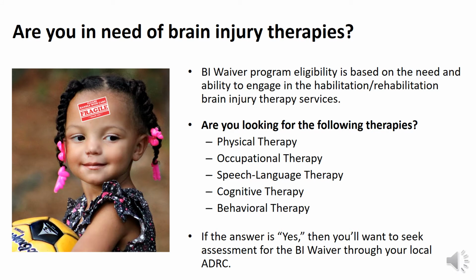So a question you really need to ask yourself is, for the individual that you're seeking the waiver services for, are they in need of brain injury therapies? The Brain Injury Waiver Program eligibility is based on the need and ability to engage in the habilitation, rehabilitation, brain injury therapy services. So are you looking for the following therapies? Physical therapy, occupational, speech language, cognitive, or behavioral therapies? If the answer is yes, then you want to seek assessment for the brain injury waiver through your local ADRC.